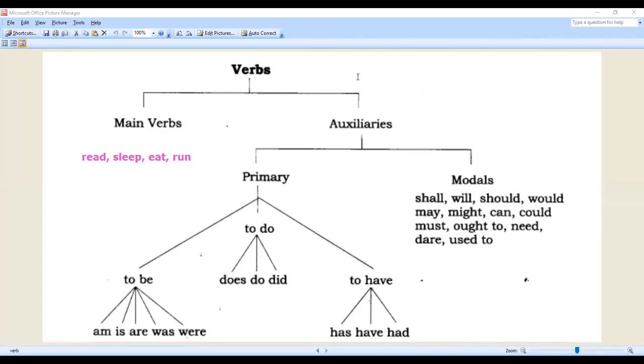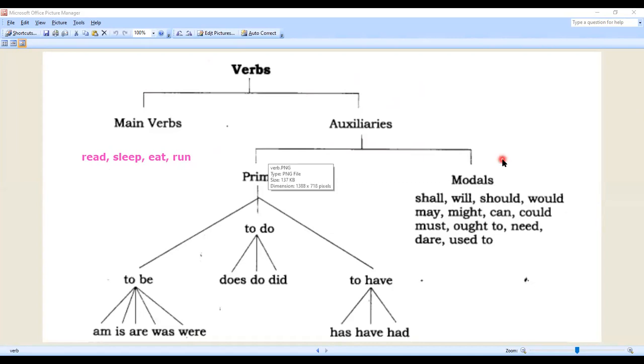Now, next is the auxiliary verb. What is this auxiliary verb? They give more meaning to the main verb. They cannot stand alone, which means that they require a main verb for their existence. Okay, students. We categorize them into two forms: primary or modals.